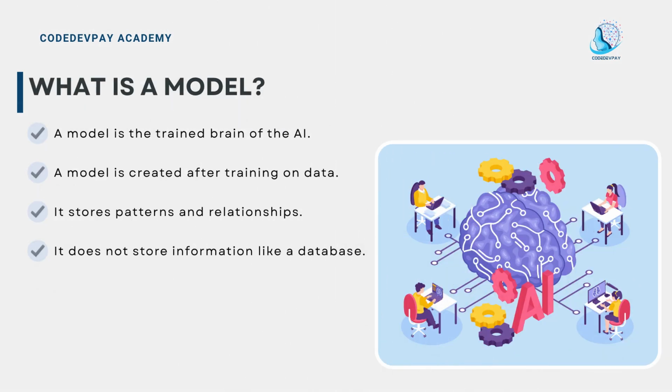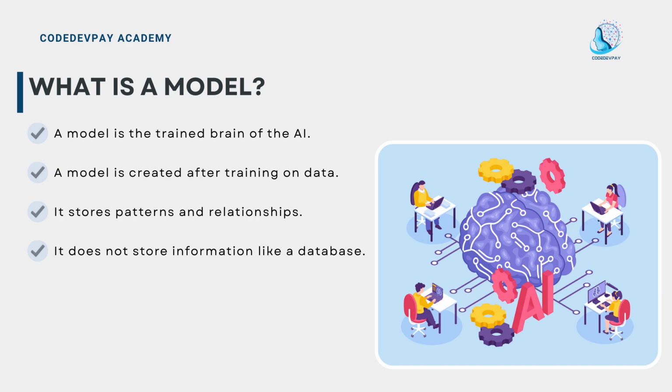What is a model? The model is the trained brain of the AI. Let me break it down so that we can understand it. Let's take the AI as the human. The model is the brain of the human. So when you train the brain of the human or the AI, that is what we term as the model. The model is created after training on data. It stores patterns and relationships. And one thing we should know is that it does not store information like a database.